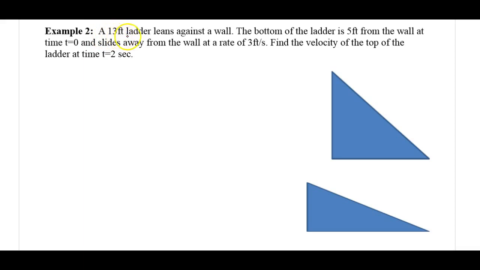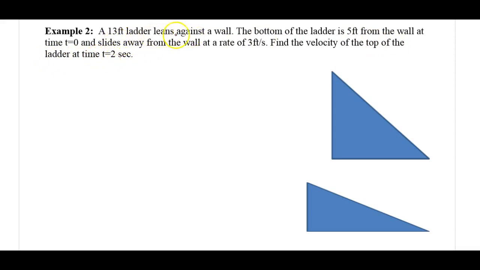What we have is a 13-foot ladder that's leaning against a wall. The bottom of the ladder is 5 feet from the wall at time t equals 0, and the bottom slides away from the wall at a rate of 3 feet per second. Find the velocity of the top of the ladder at time t equals 2 seconds.